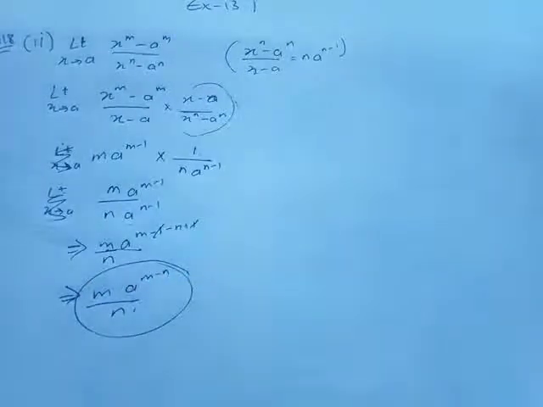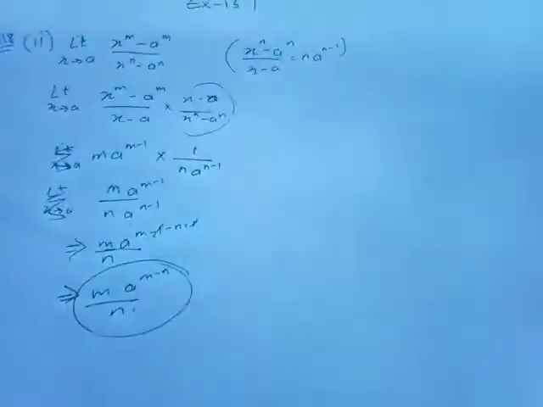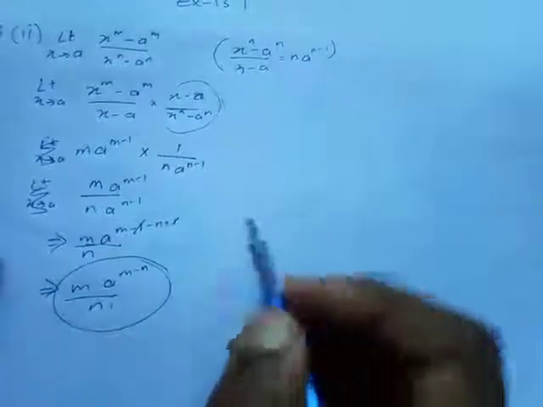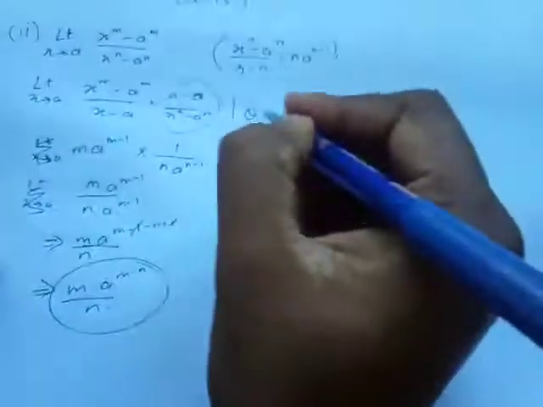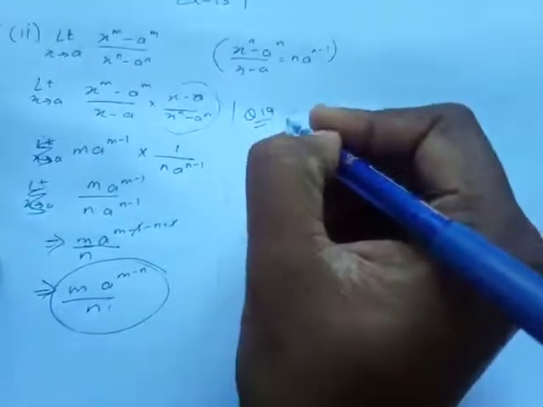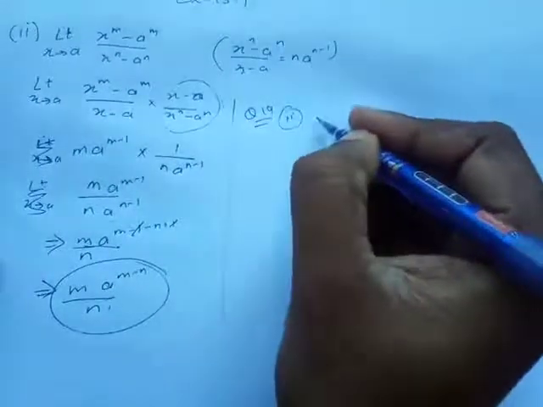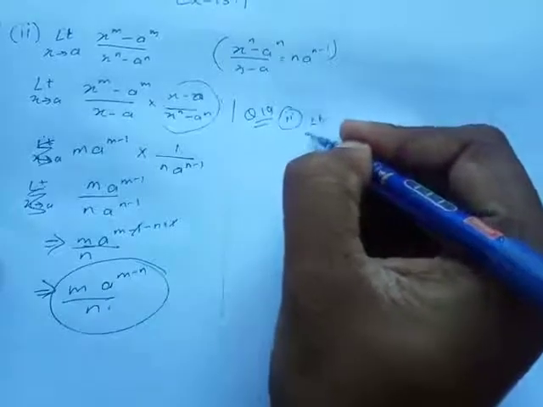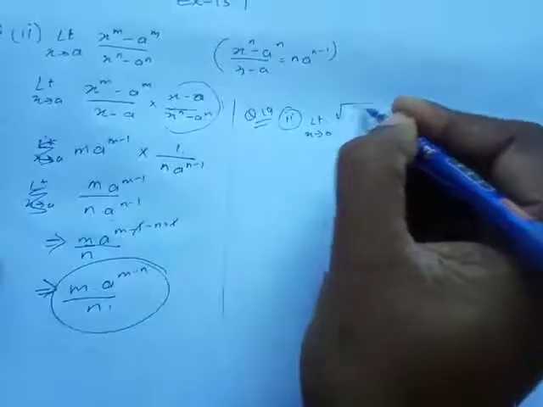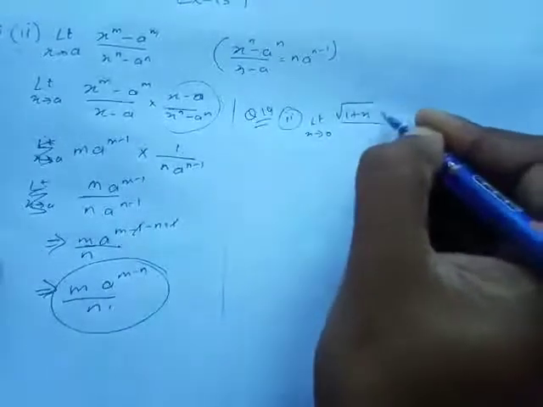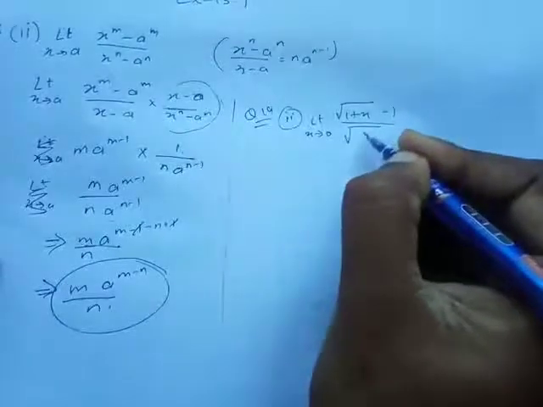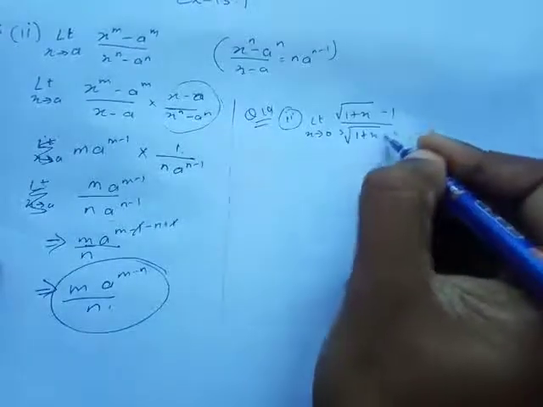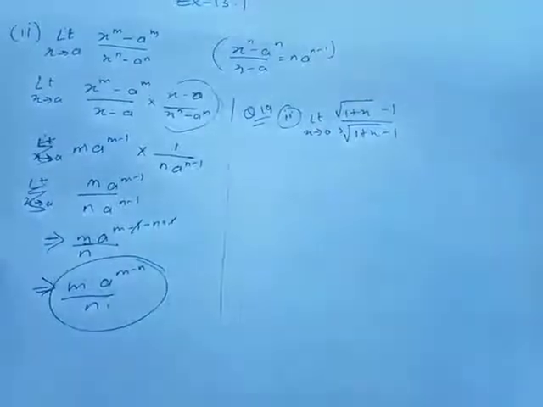Okay, so that's how you solve the question. That is based on exponentials, and the formula has already been given to you. Okay, let's look at one more question, that is question number 19. We'll be looking at the second part, that is limit x tends to 0, square root of 1 plus x minus 1 upon cube root of 1 plus x minus 1. We'll be looking at this question now.